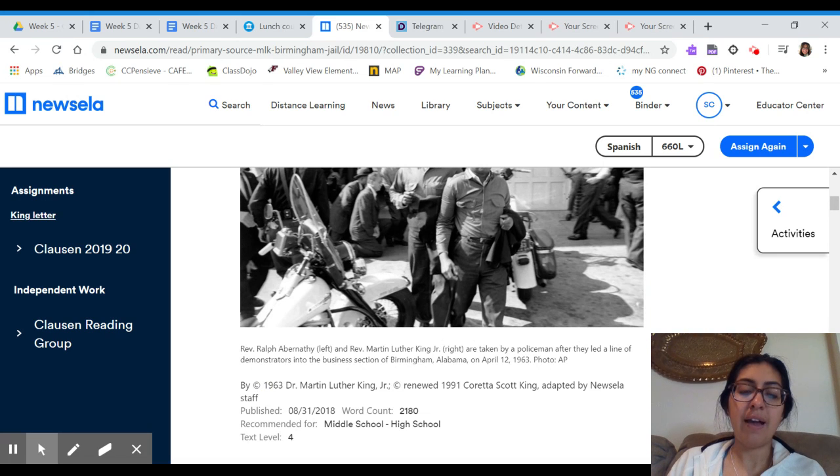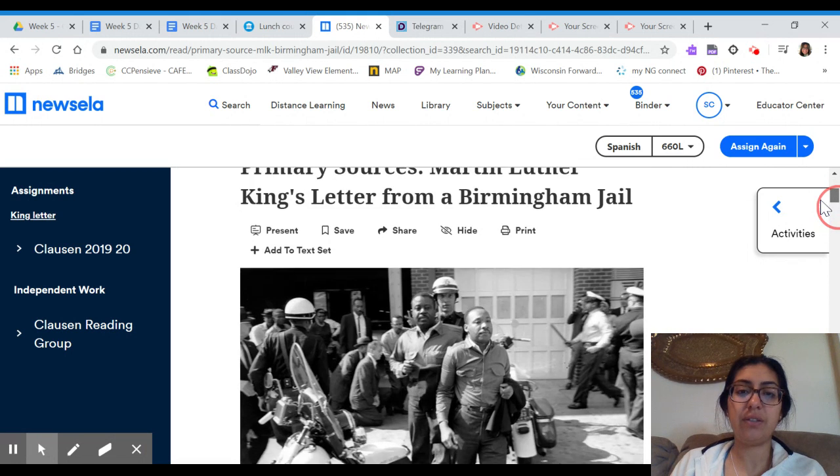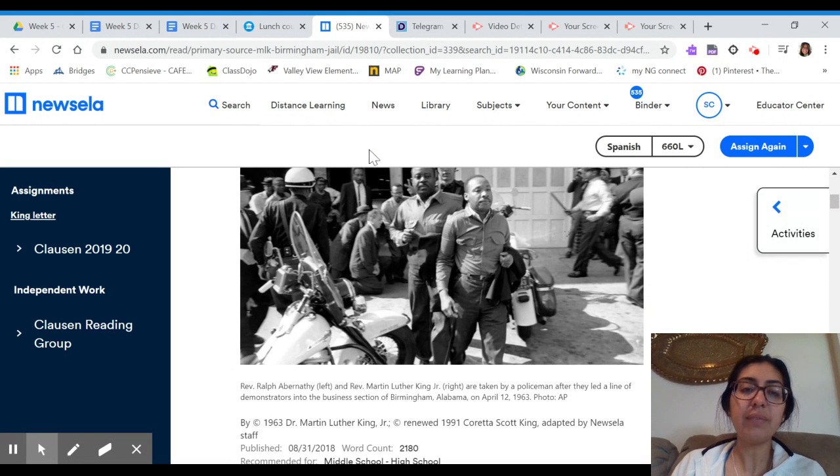And also you can look at the bottom to see the year that it was written, who wrote it, and where it was found. And even the picture is also a primary source, not just this letter, because it's during that time period.